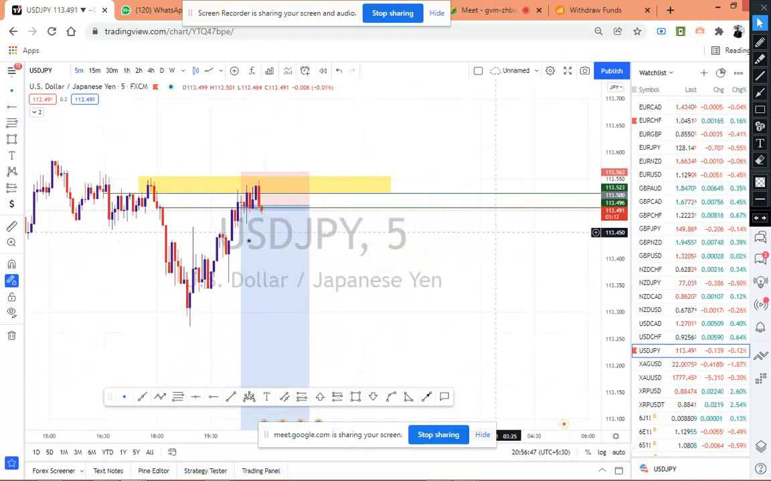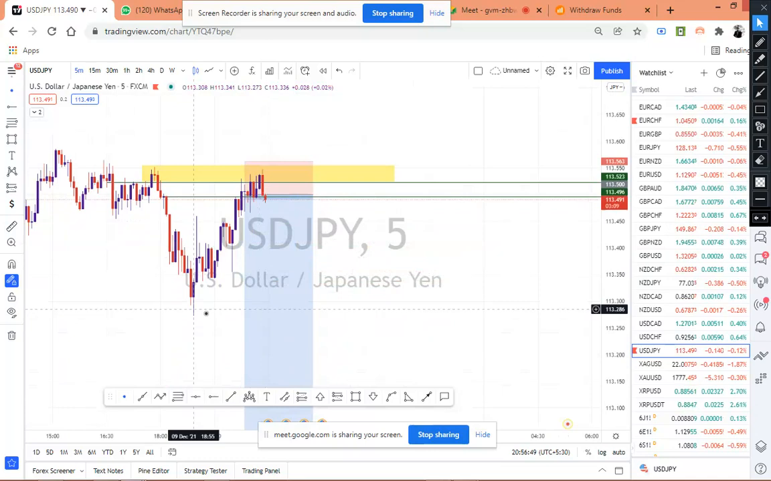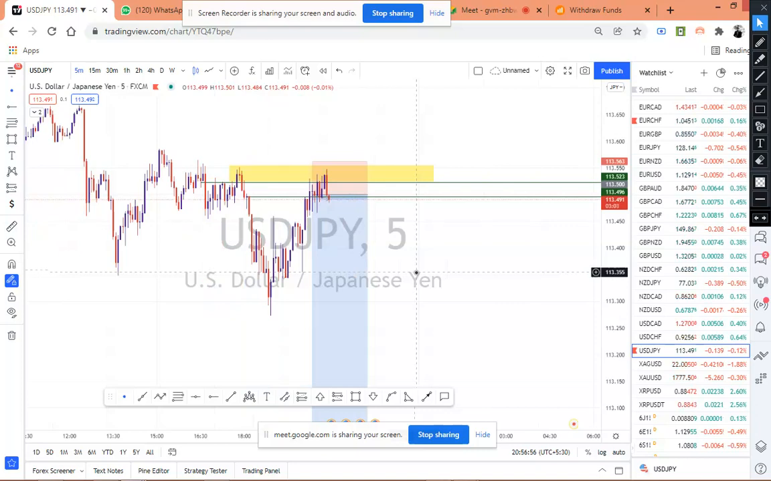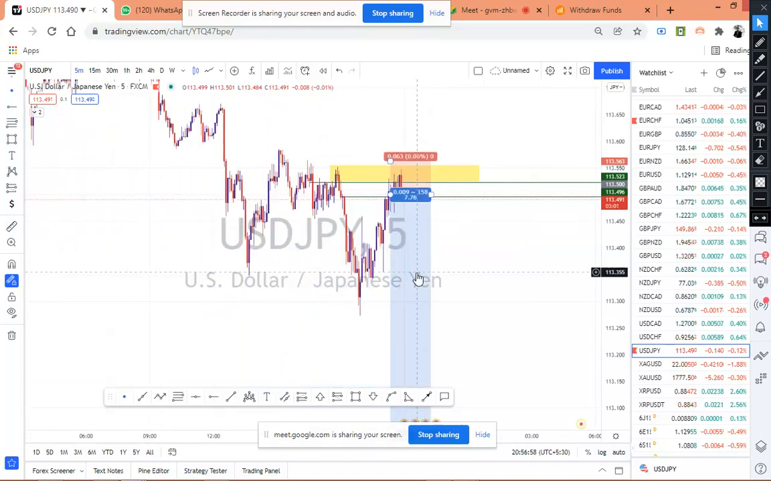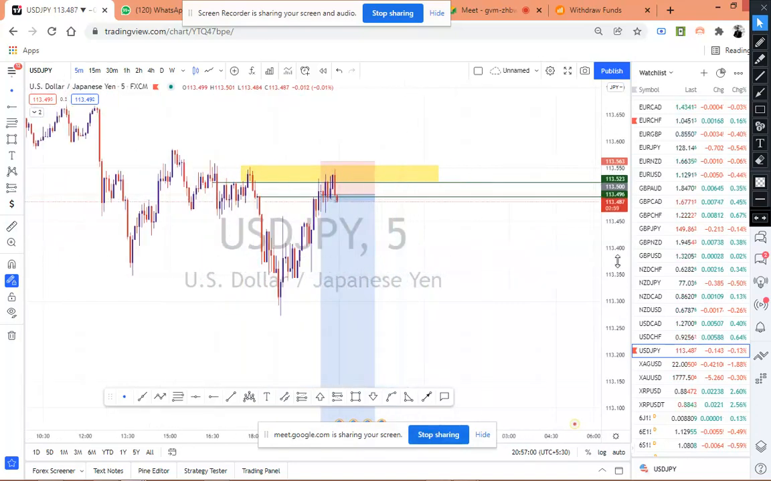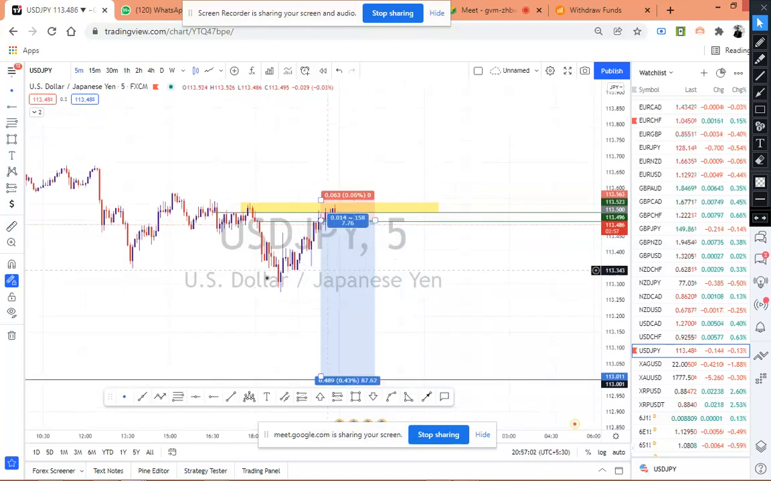So if the market will take time to start moving in profit, then I will close the trade with small loss or small profit. But I'm expecting the price should close below this low. This is a break of structure. This should also be a break of structure.